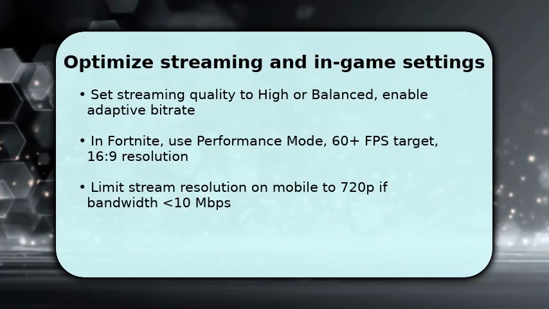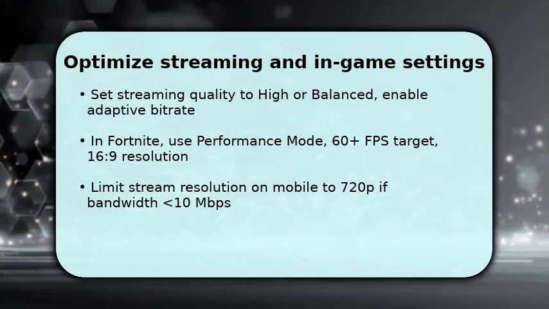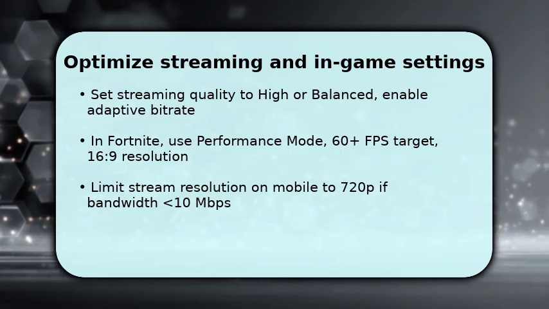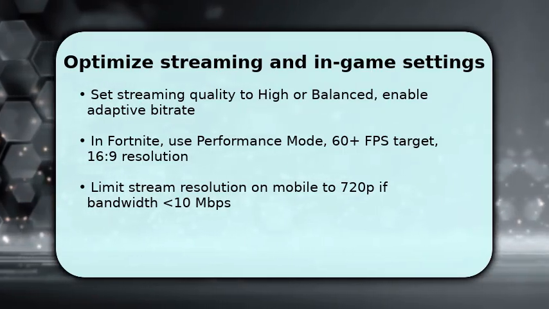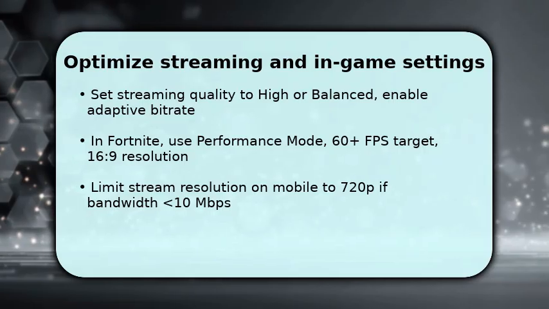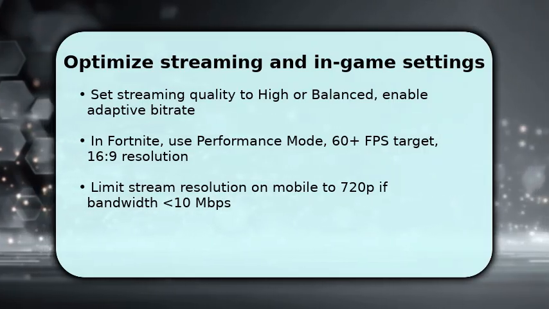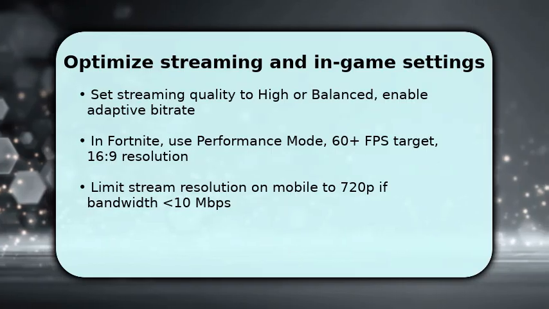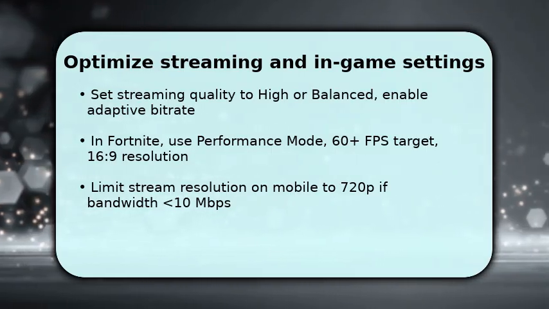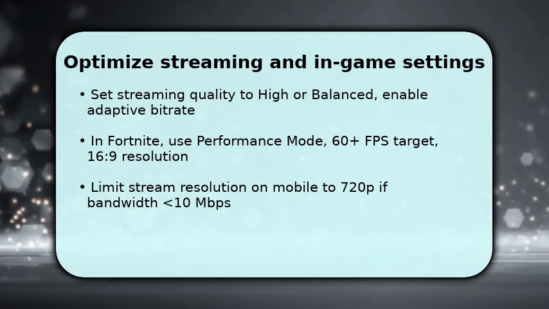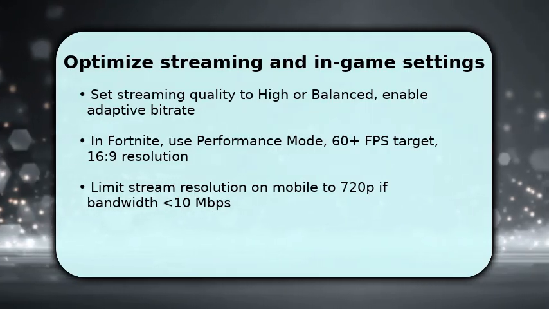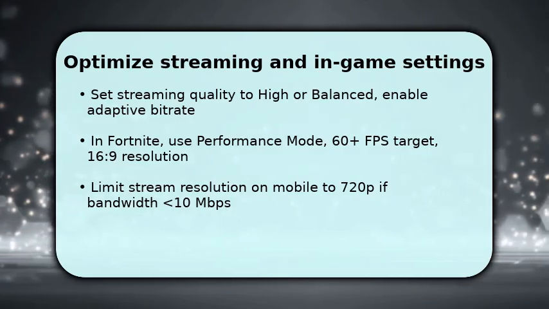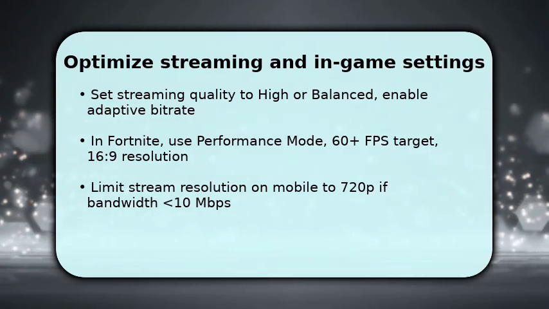You'll now tune streaming and Fortnite settings to match your network. In the Cloud app, set streaming quality to high or balanced and turn on adaptive bitrate so the service adjusts to spikes. In Fortnite pick performance mode, target 60+ frames per second and use a 16:9 resolution for stable scaling. If your bandwidth is limited, make sure to cap stream resolution to 720p. Once done, test a short match to confirm visuals and frame pacing improved before moving to final tweak.